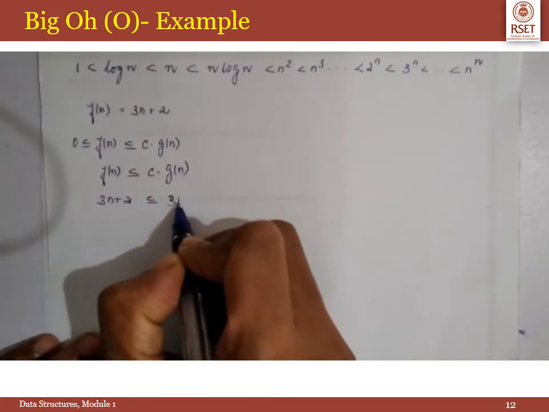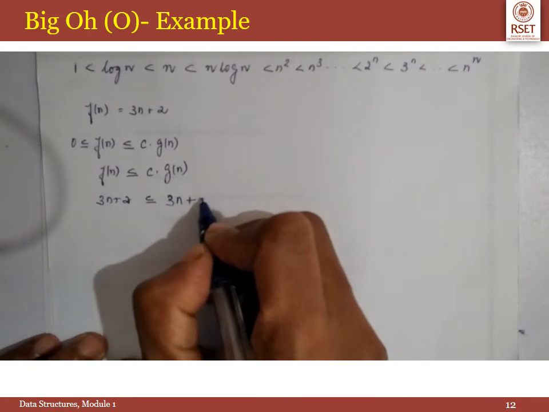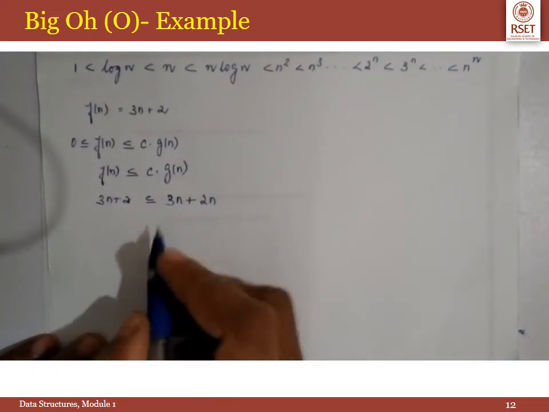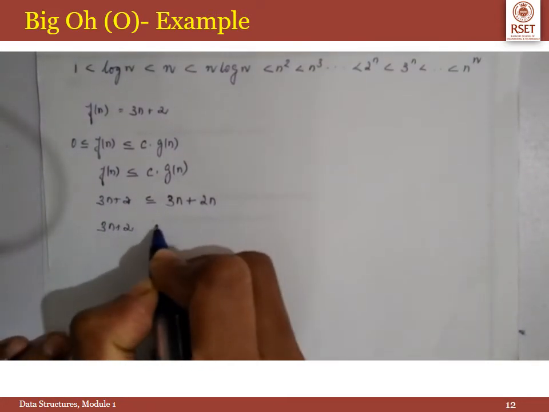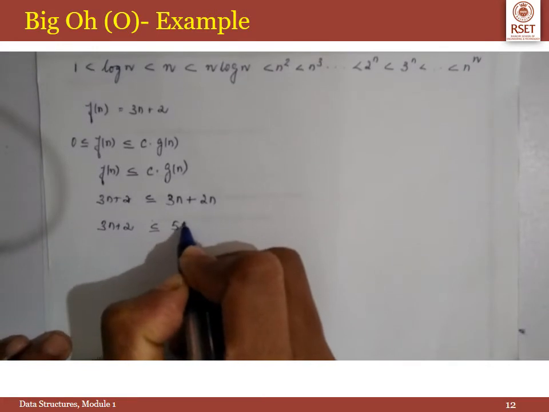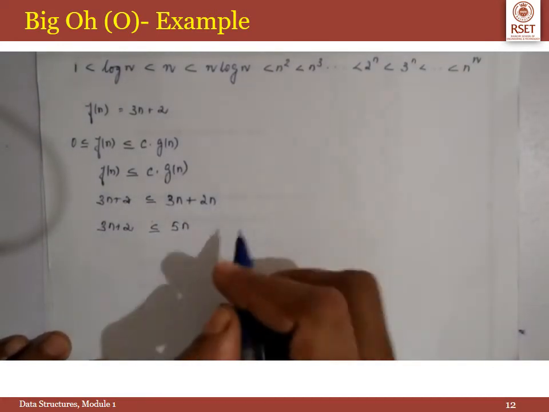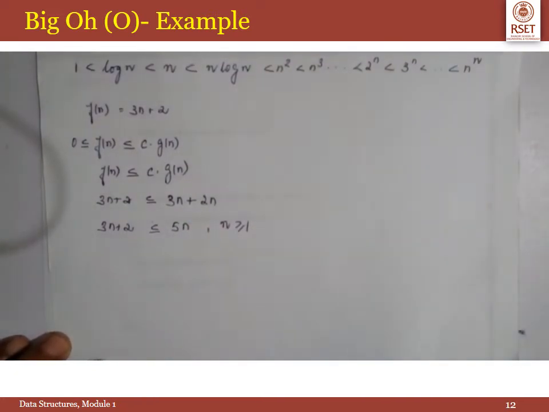So I am going to write it as 3n plus, let me replace this by another n into n, 2n. So what I'm getting here is 3n plus 2 is lesser than or equal to 5n. Is it true? Yeah. For all values of n greater than or equal to 1, this condition is true, right?